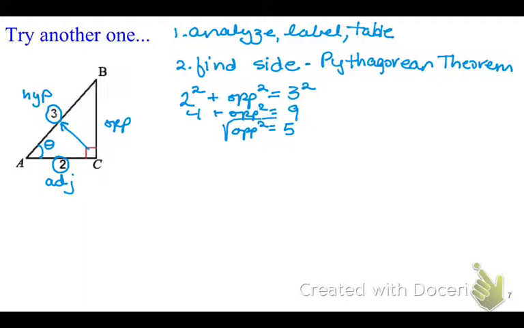I take the square root of both sides. My opposite is equal to the square root of 5. Okay, so we have our opposite, square root of 5.